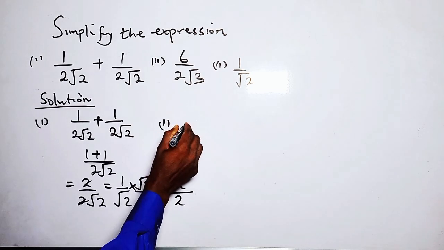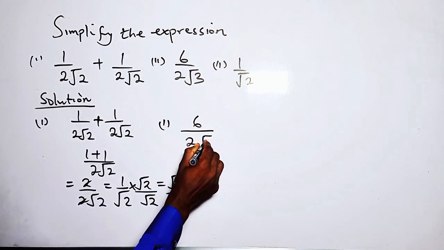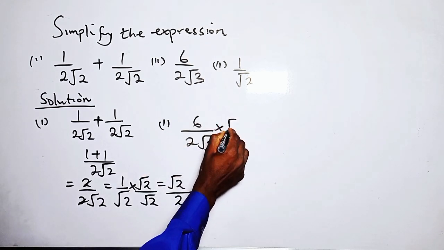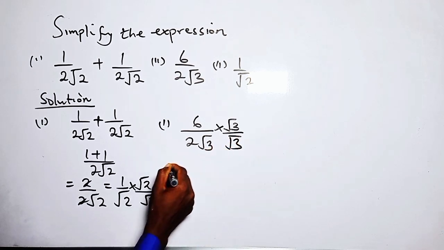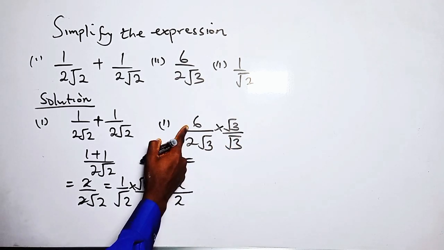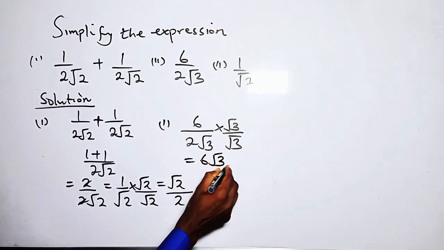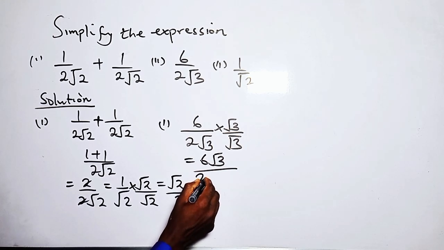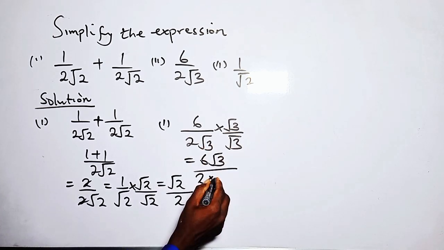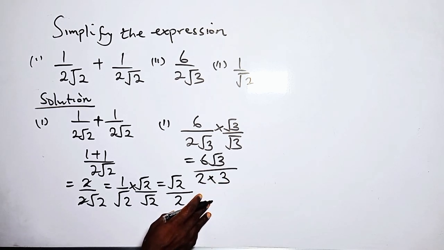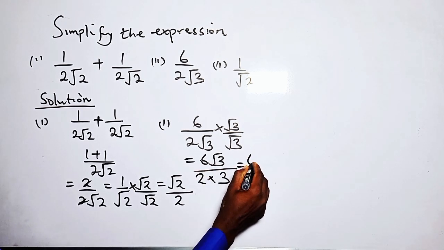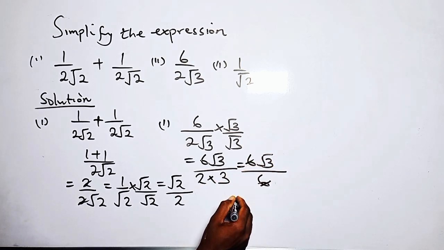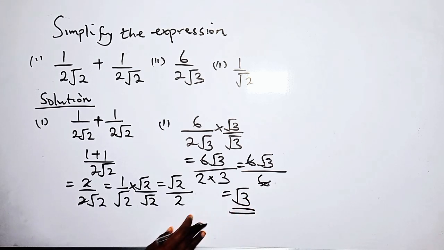So for number 2, we have 6 over 2 root 3. To eliminate this, we multiply both the numerator and denominator with root 3. So when we do that, we have 6 times root 3, we have 6 root 3, divided by 2 root 3 times root 3. For root 3 times root 3, we pick out 1, that is 3. So here we have 6 root 3 over 2 times 3, which is 6. So we can simplify this, and we have root 3.